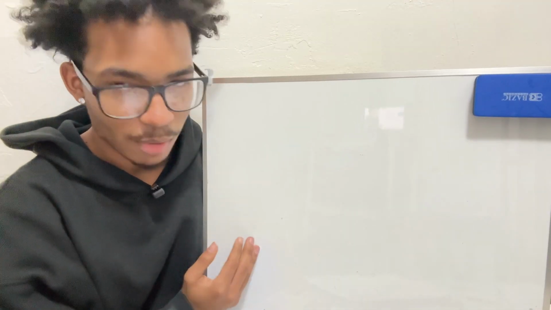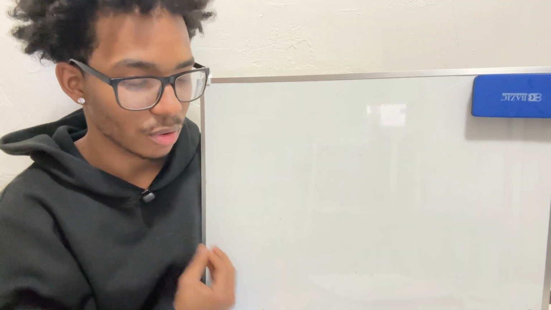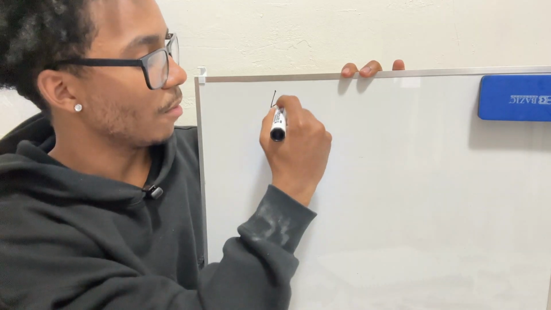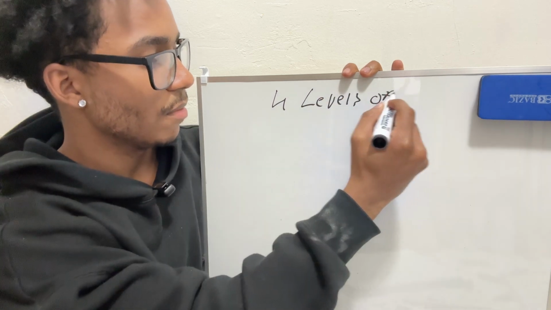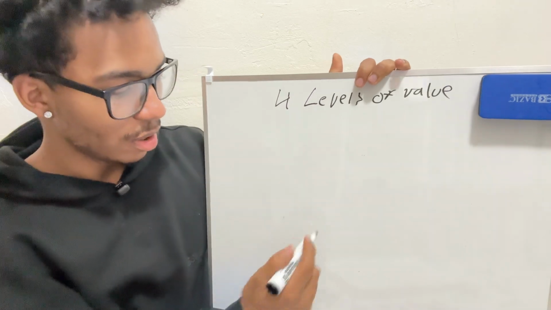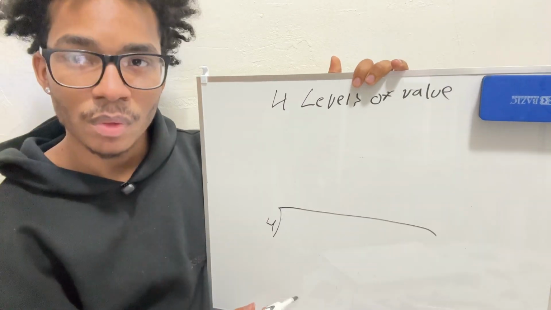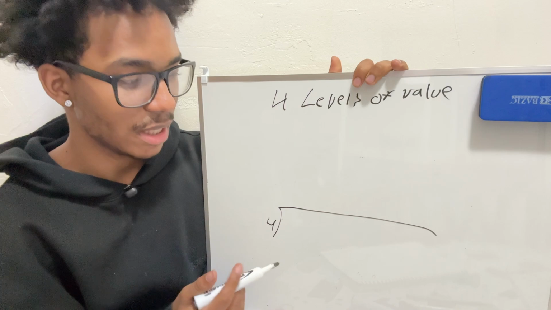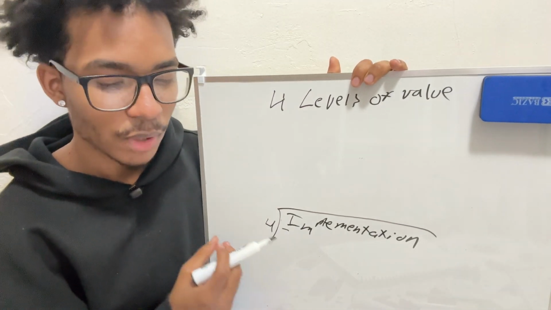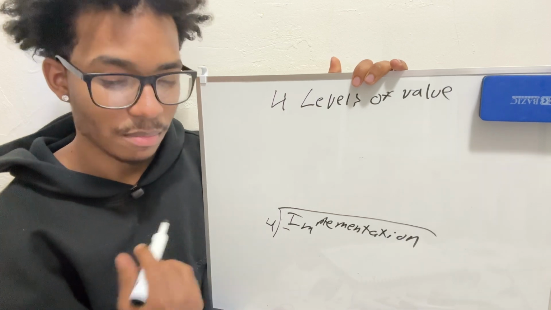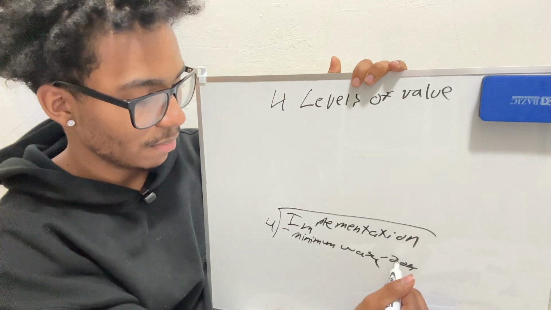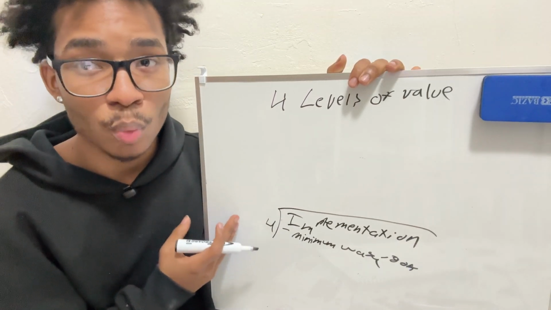Okay, so I got the whiteboard myself. I'm about to demonstrate so it's easier for you guys to understand. So basically, what this is called is the four levels of value. These are the four levels of value. We start at the fourth level, which is implementation. On this level, you will be earning around minimum wage to 80K a year. If you're in the fourth level, this is how much you will be earning.